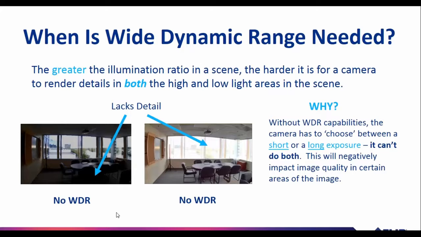As you can see under the Y section over here, the camera has to make a choice between a short exposure and a long exposure, and it can't do both at the same time. If you look over here on the left-hand side, this is what we consider a short exposure, and we can tell this simply because the shutter is not open long enough to render enough light in this area where it's very dark.